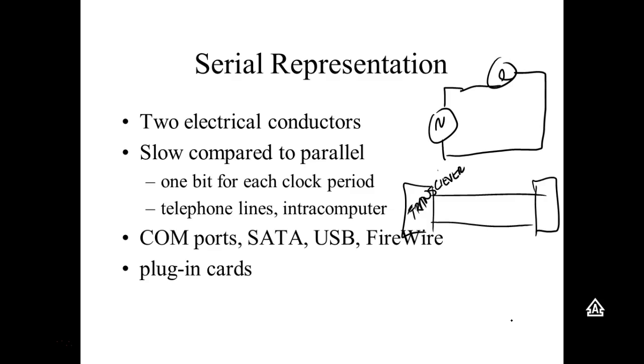So the advantage of parallel is that it can always be faster. The advantage of serial is it's going to be a lot cheaper. Now, a lot of times we use serial because the equipment we're sending the information to doesn't need parallel. Does that make sense?